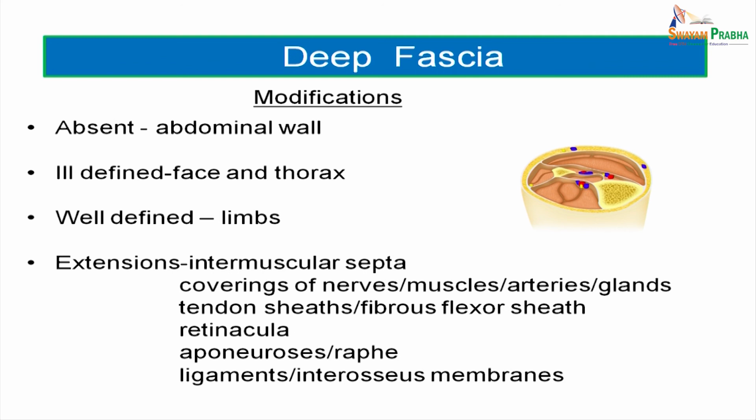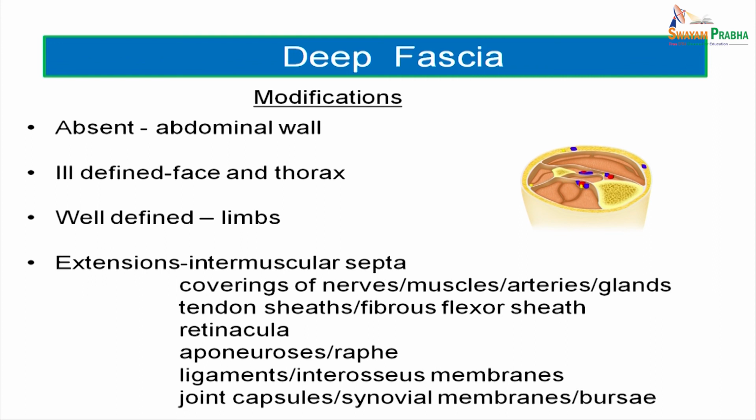We have interosseous membranes, that is between the bones like the radius and the ulna in the upper limb, the tibia and fibula in the lower limb. The other modifications include the joint capsules, the synovial membrane, as well as bursae, which are present in order to reduce friction. So, all these in total are nothing but modifications of deep fascia.